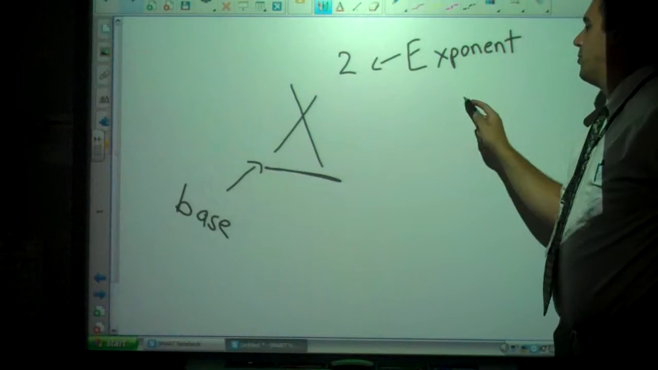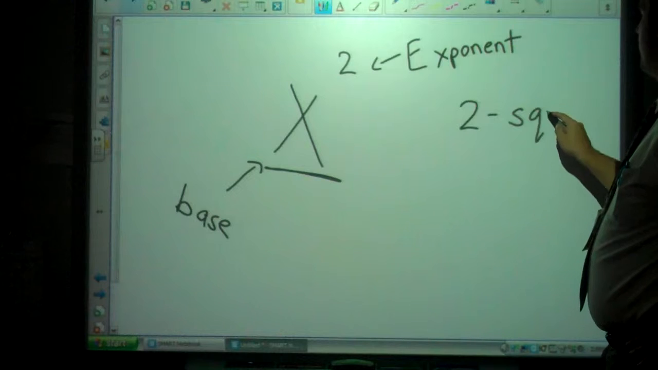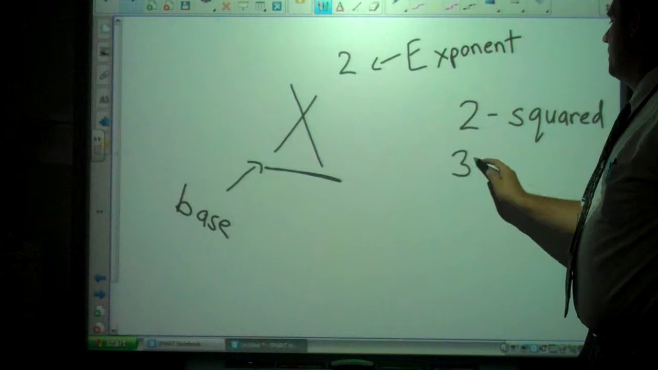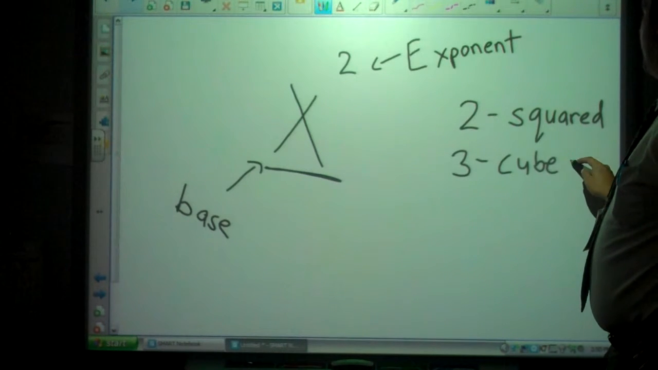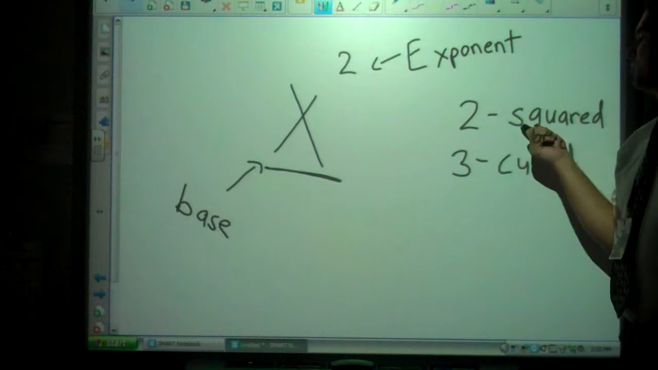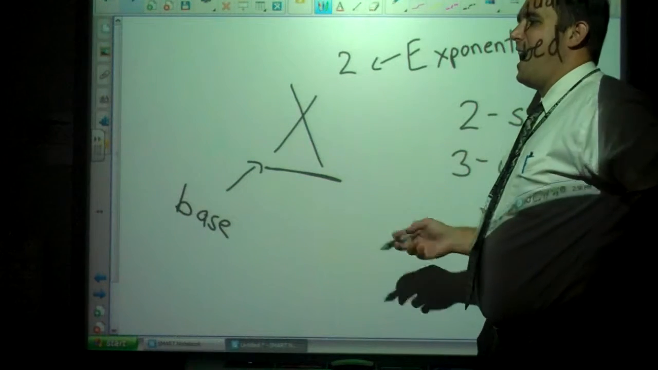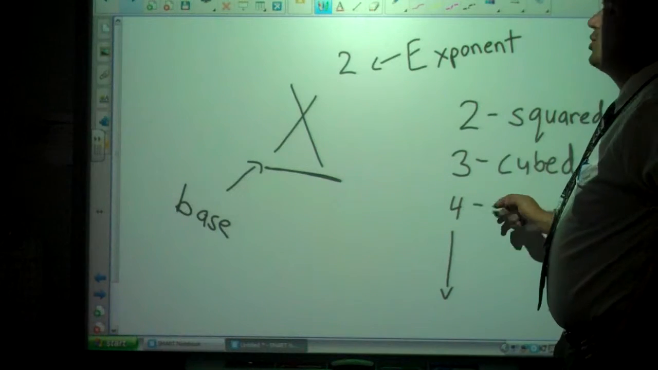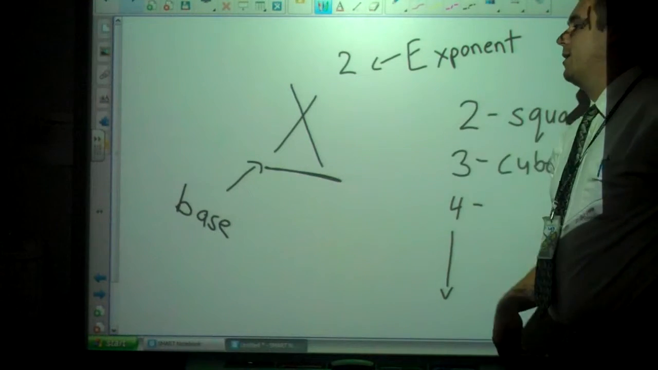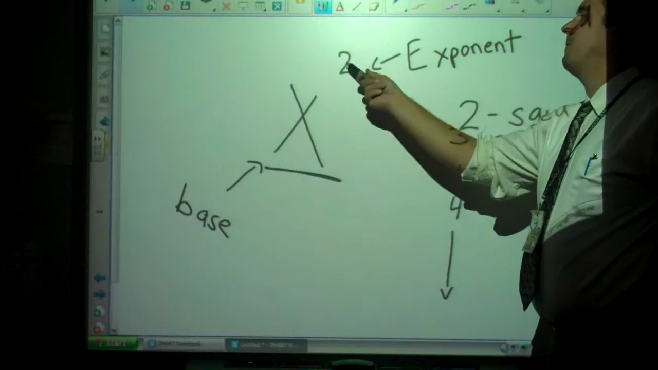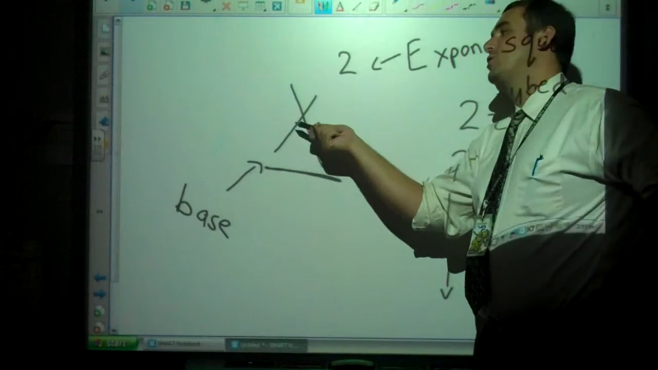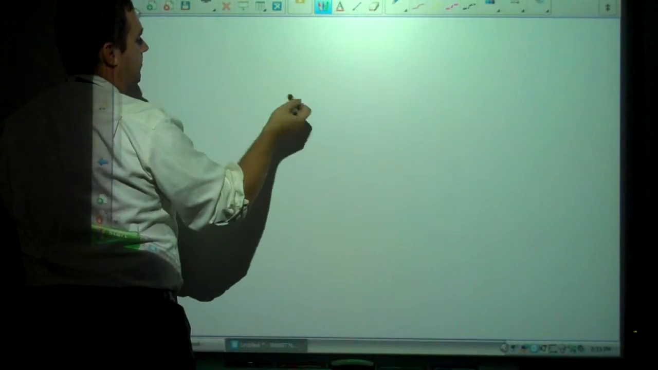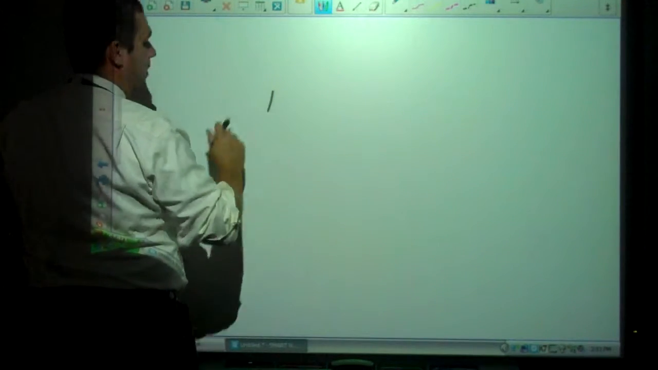Now, when the exponent is a 2, we say that it's squared. When it's a 3, we say cubed. Especially when we get into geometry, we're going to need to know those words squared and cubed. Anything above 2 or 3 for now, 4 through whatever, we just say to the certain power. So if it was a 4 up here, we would say x to the 4th power. Or if this was a number 2, 2 to the 4th power.